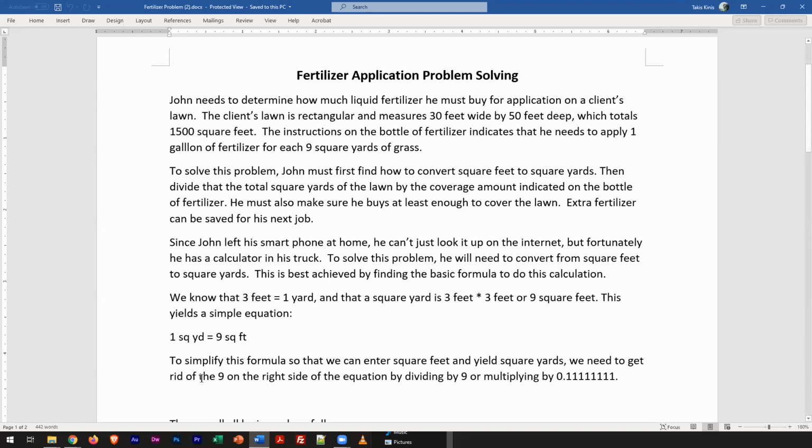We need to get rid of the 9 on that one side of the equation by dividing both sides, and then you end up with that 0.111, just like Google's on-screen calculator did, right? And so you can run the math a number of different directions, but just because you're given this information doesn't mean that you're going to be multiplying by 0.111.